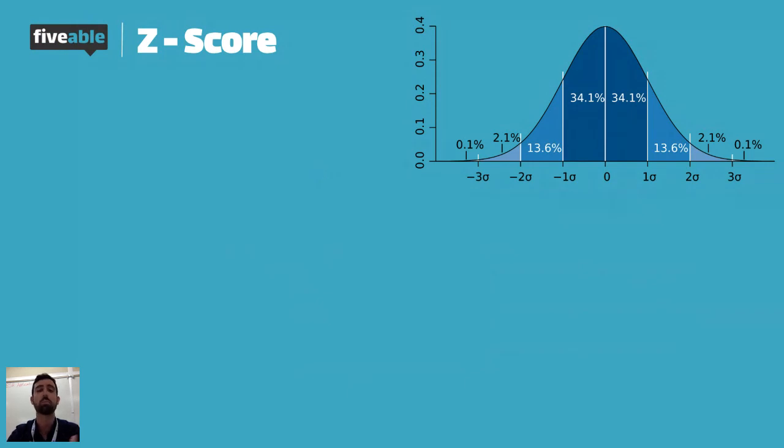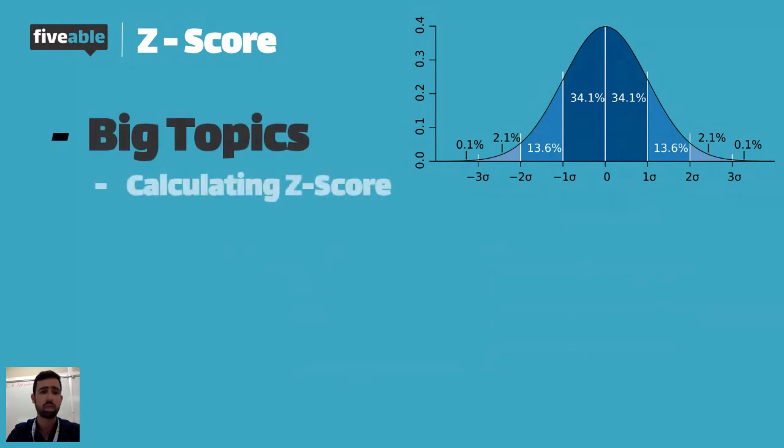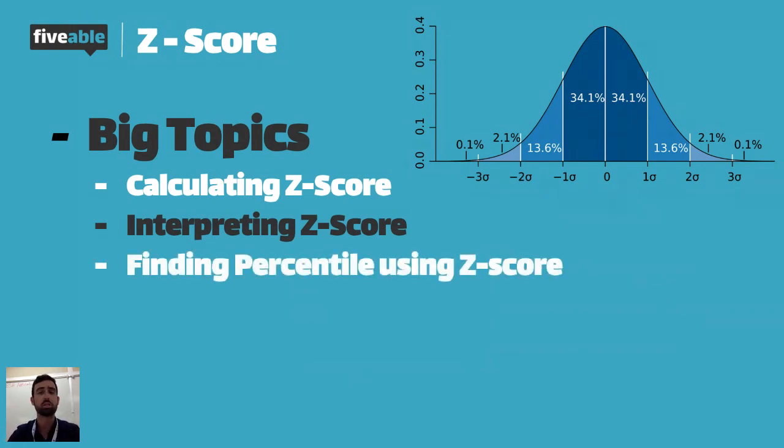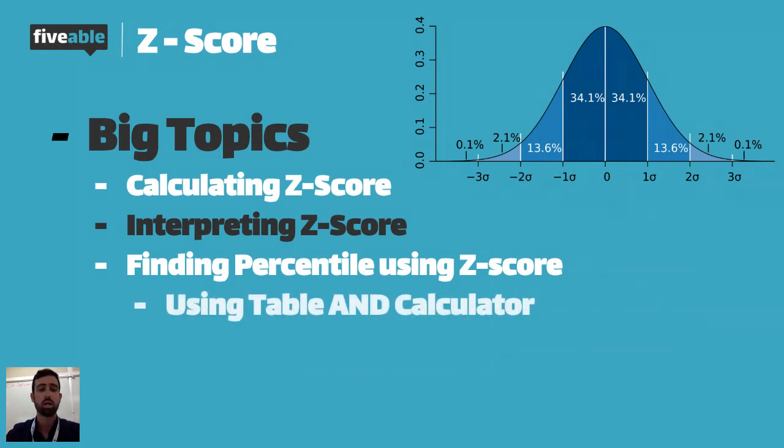Now, most of you are probably in this unit already or just about finishing with it. So it's good to get kind of a review of what's going on. So first of all, what are we going to cover today? We're going to calculate the z-score. Pretty basic, but definitely 1 or 2 questions on the AP exam will be about this. Interpreting the z-score. So what does it actually mean that we get this number? How do we interpret it? Finding percentile using the z-score. So now that we have this z-score, what can we actually use it for? And we're going to do that using a table and calculator.